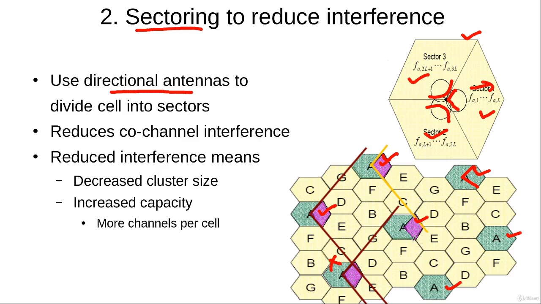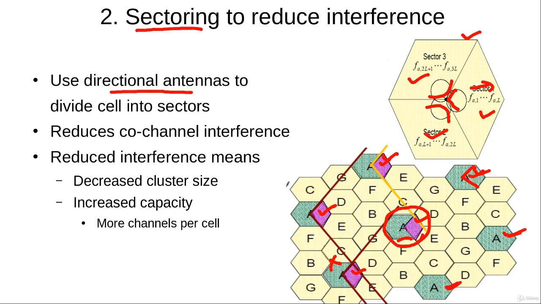Similarly, now if we consider this cell, we can see that this cell is suffering interference from this cell, and it is suffering interference from this cell, and it is not suffering interference from the other cells. So this cell is only suffering interference from two cells. And if we had not used sectoring, then this cell would be suffering interference from its six neighbors.